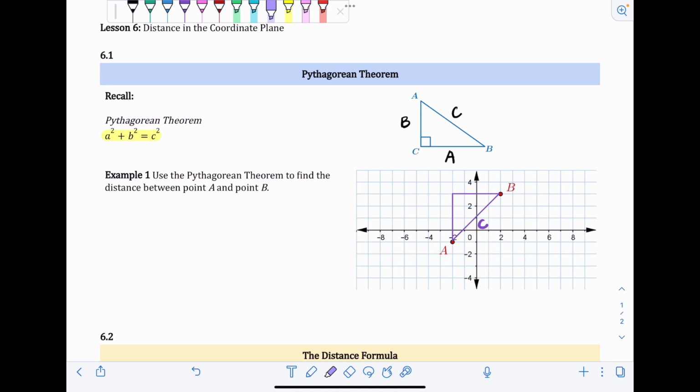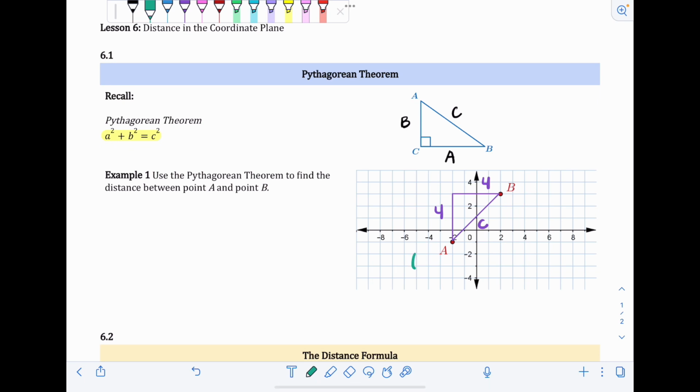One is just by counting how long the sides are. So this is 1, 2, 3, 4 units. And then the other side is 1, 2, 3, 4 units. So that's one way. That always works when you have a graph in front of you. I want to show you one other way because it builds up to what we're going to do in 6.2. So the other way is by subtracting the coordinates of the points.